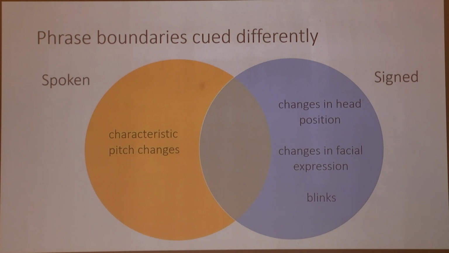Similarly, languages in both modalities employ variation in timing in order to cue prosodic phrase boundaries, such as lengthening of the phrase final syllable, or sign, stress, and pauses. Critically, though, sign languages don't make use of pitch variation to cue prosodic phrase boundaries, so auditory information is sort of null in this situation.